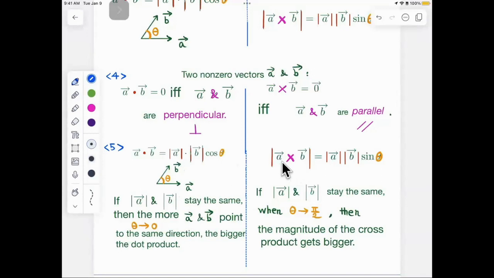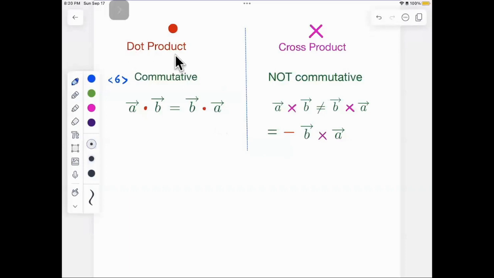On the other hand, for cross product, if the magnitudes of A and B stay the same, when theta is closer and closer to pi over 2, in other words, the more perpendicular A and B become, then the magnitude of the cross product gets bigger. And so sometimes we say that the dot product measures how much the two vectors point in the same direction, and the cross product actually reflects how much the two vectors point in different directions, like how perpendicular they are.